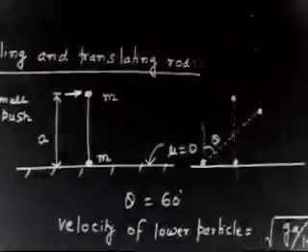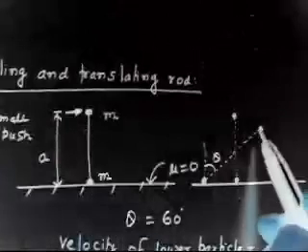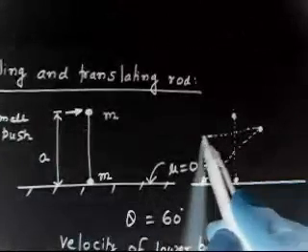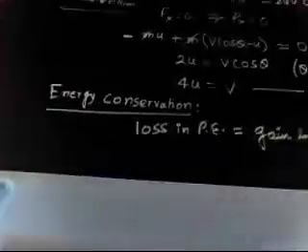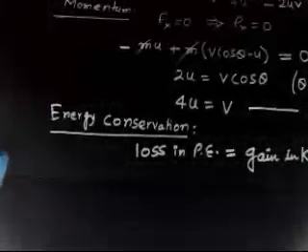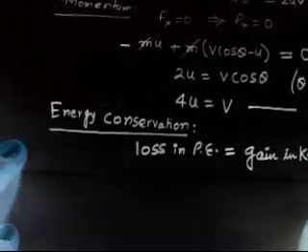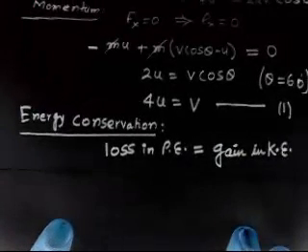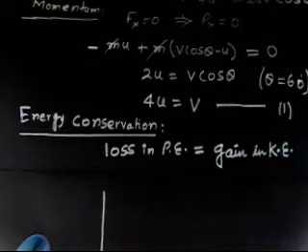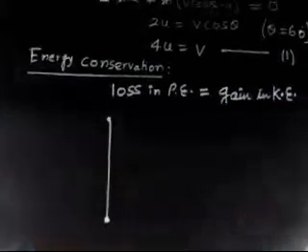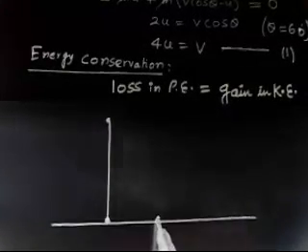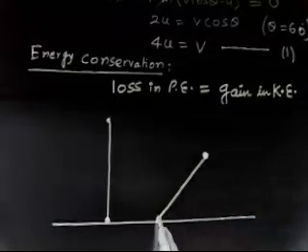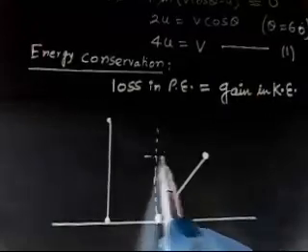So let us say what is the loss in potential energy. This system is here initially. Now it has fallen through this distance. So this distance was A. Let me make another diagram so that you don't have any confusion. So initially the system is here. Now this has basically fallen something like this. So this is the loss in potential energy.